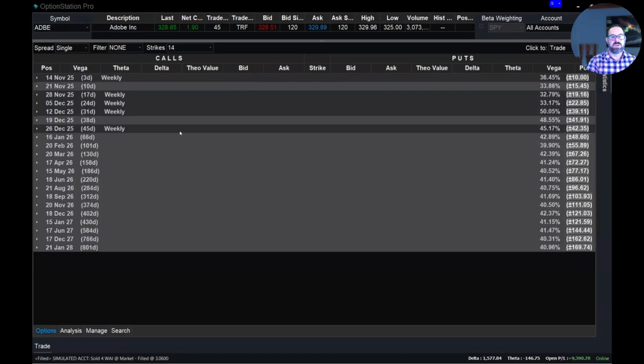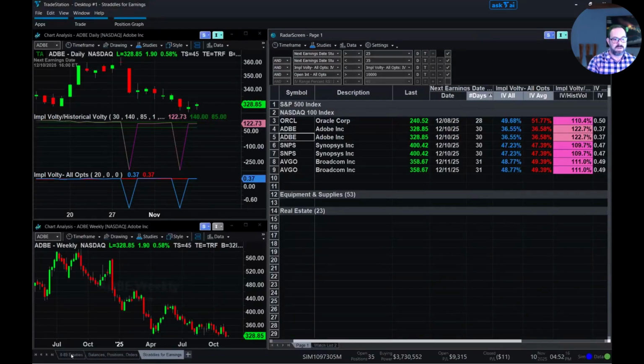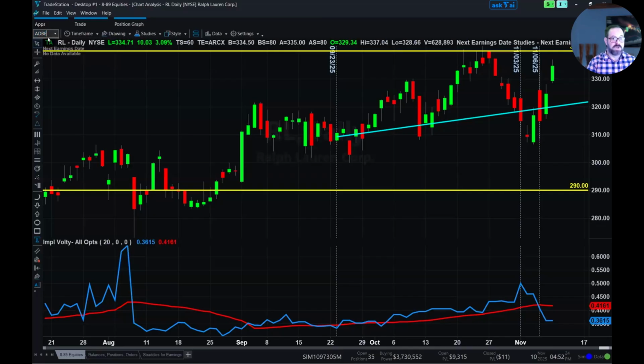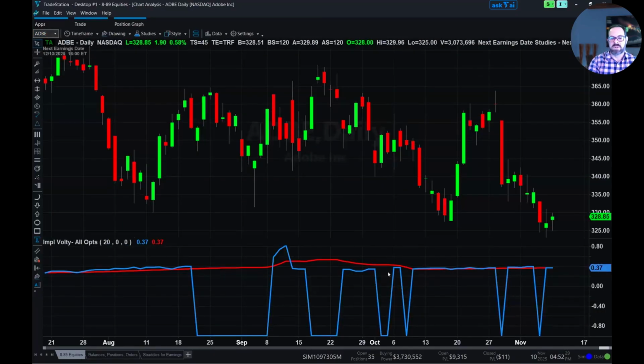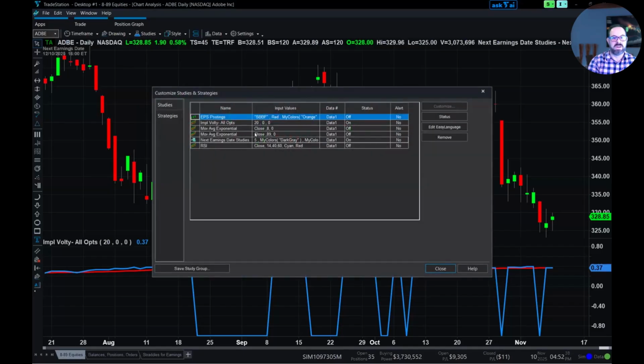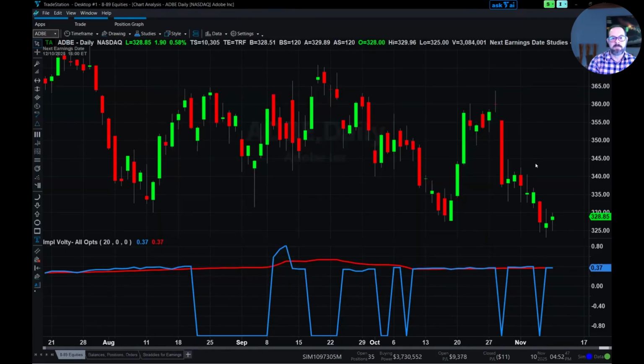First of all, before I go there, I should also go back and bring it up on this chart, Adobe, and we see implied volatility all over the place. So I'm not sure if that's accurate, but again, studies, edit. I want to see the pattern of how this reacted to previous earnings. So right here, EPS postings is off. I'm going to turn it on. And it's a show me. So I'll be able to see the past earnings releases.